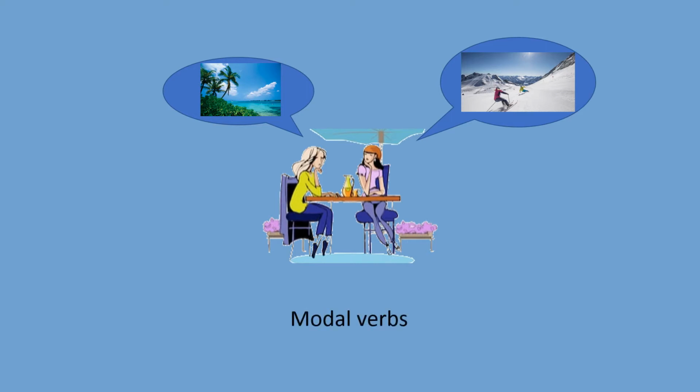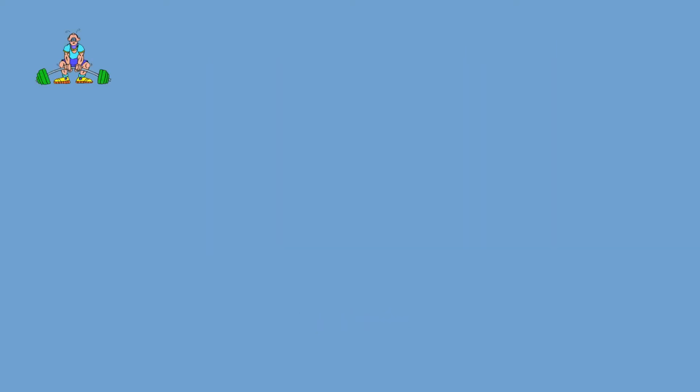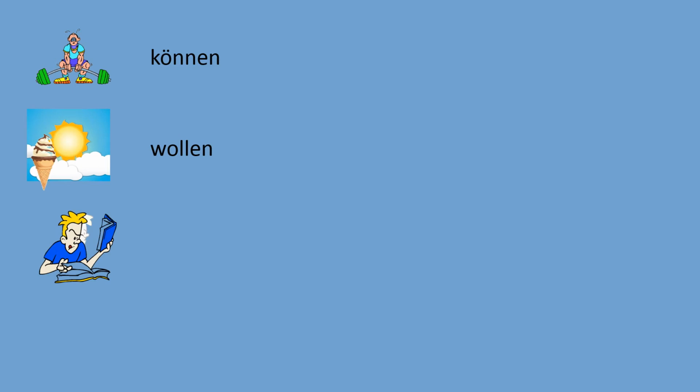So what kind of modal verbs do we know in the German language? If we talk about ability, for example, to be physically able to do something, to be able to do something, we use the verb können. When we talk about desires and wishes, for example, on a hot sunny day, I want ice cream, we use the verb wollen. When we talk about obligations, so somebody must do something, I have to study, I have to learn, we use the verb müssen.